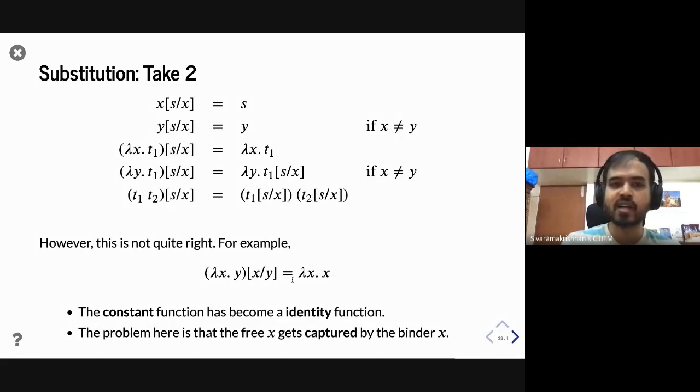We are changing the meaning of what the function is. So the precise problem here is that the free x in the term that you're substituting, there is a free x here, but you can imagine this to be a large term as well, some x plus x or x minus x, some involving lambda with a free x, that free x in that term is getting captured by this binder x. The free variable here, x, is getting captured by the binder. And that's the problem here.